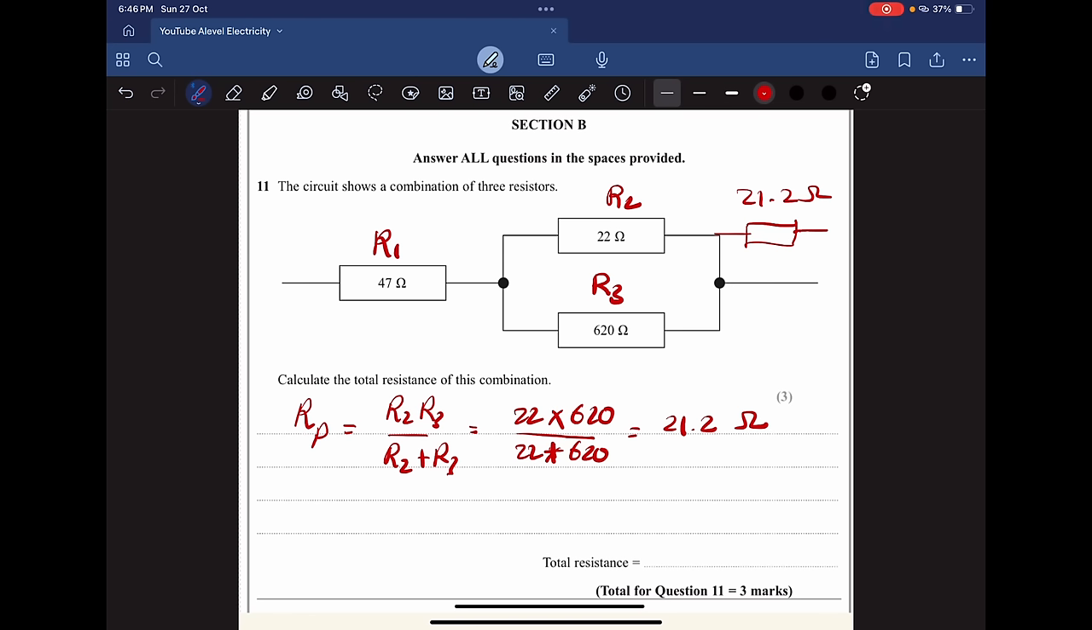The 21.2 is already connected to R1, which is 47 ohm. They are in series now, so R total equals the summation of 47, which is R1, plus 21.2, the total resistance for R2 and R3. So 47 plus 21.2, the correct answer is 68.2 ohm. Make sure that the summation gives us 3 significant figures. Thank you guys, 3 marks.